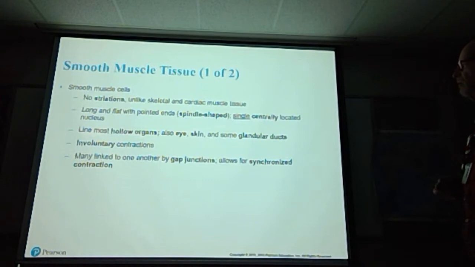They line most of the hollow organs. They're also found in the eye, the skin, and some of the ducts of certain glands. They are also under involuntary control. Many are linked to one another by gap junctions. These gap junctions allow for a synchronized contraction.